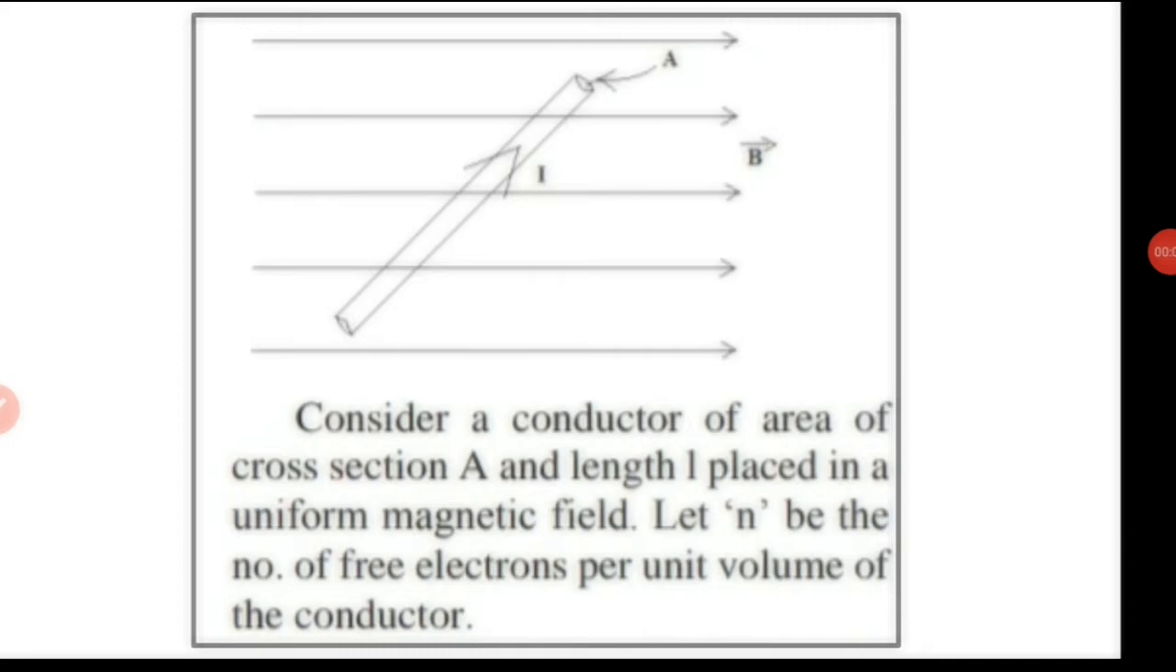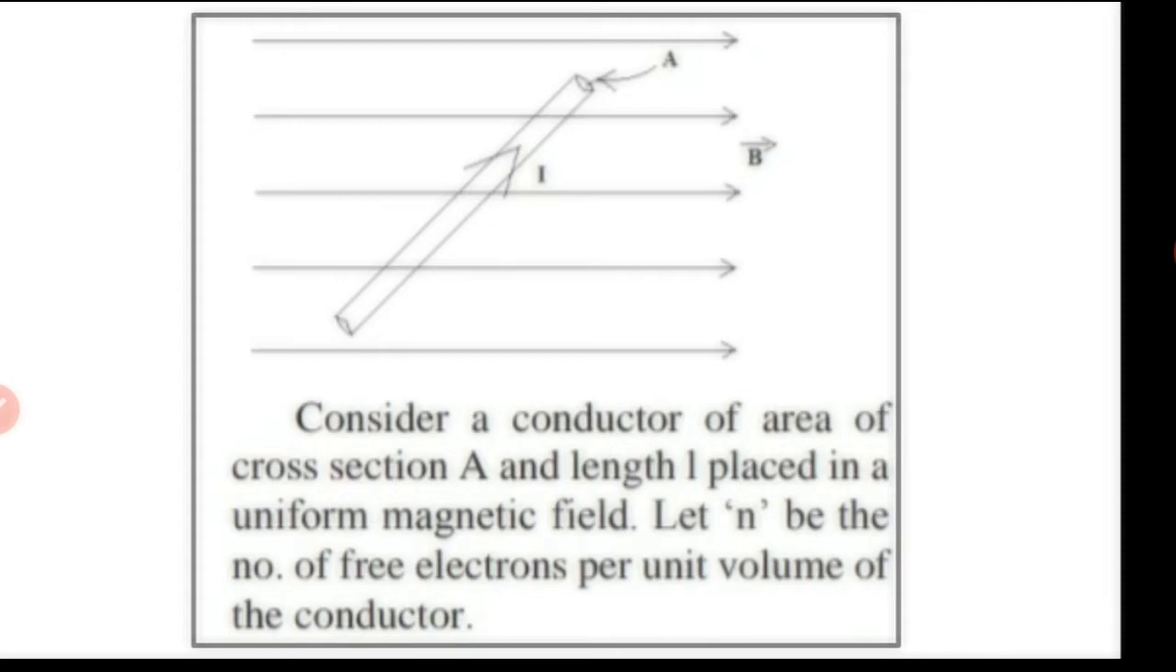Now consider a current carrying conductor of area of cross section A and length L placed in a uniform magnetic field. Let N be the number of free electrons per unit volume of the conductor. As we know, when a current flows in a conductor, all the free electrons undergo a process called drift. Due to this drift, all the electrons have an average velocity. That's what we call the drift velocity.